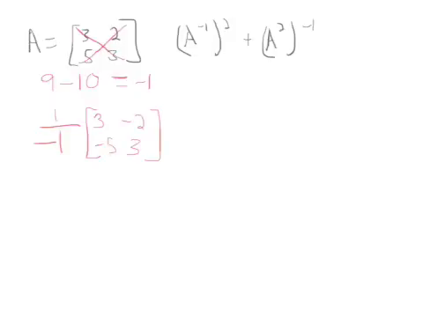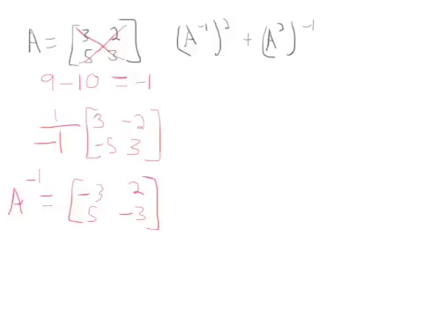When I multiply negative 1 over 1 times this matrix, I basically multiply every part of the matrix on the inside by negative 1. That gives me a negative 3, positive 5, a positive 2, and then a negative 3. So this is my inverse, and we are told to square this.